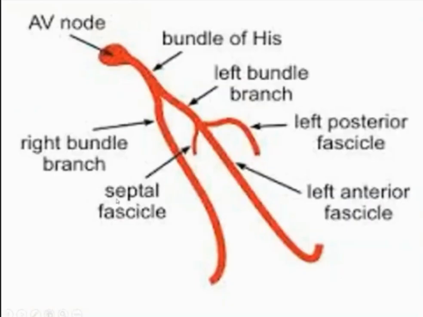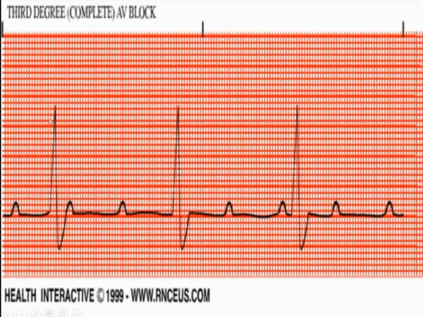Now, this is a summary of the electrical skeleton. You all know this is the AV node, this is the bundle of His, which divides into two branches, the left bundle branch and the right bundle branch, with the left further dividing into left posterior and left anterior fascicles. In third degree heart block there is complete cessation of impulse transmission from the atrium to the ventricle. It is a complete cut, called complete AV block. What will happen in this case? The atrium will contract alone and the ventricle will contract alone at its own rate.